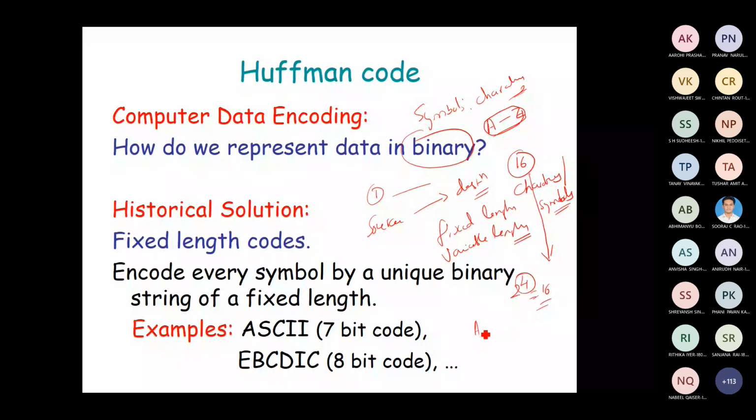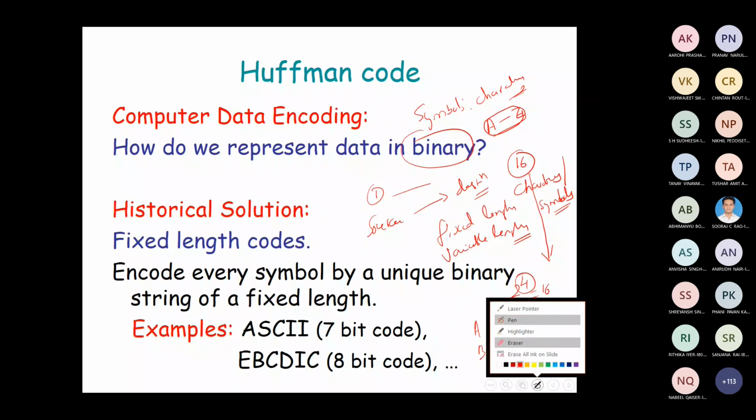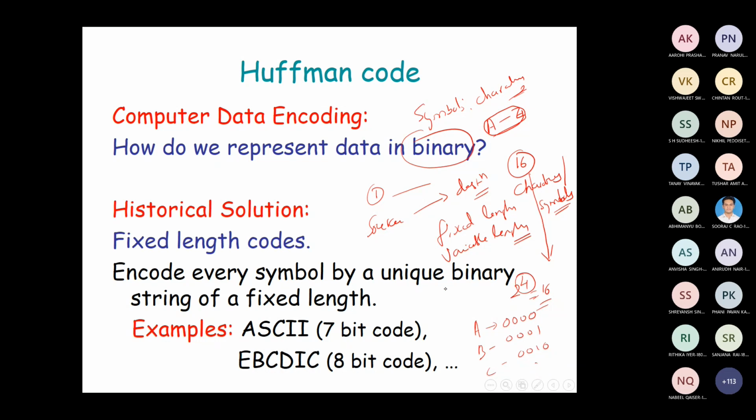Say, for example, if the first letter of these 16 symbols is A, I can code this A as 0000. Similarly, B is 0001 and C is 0010, and so on up to 16. I can do it this way. So in the case of fixed length coding, each and every symbol is assigned a fixed length code.